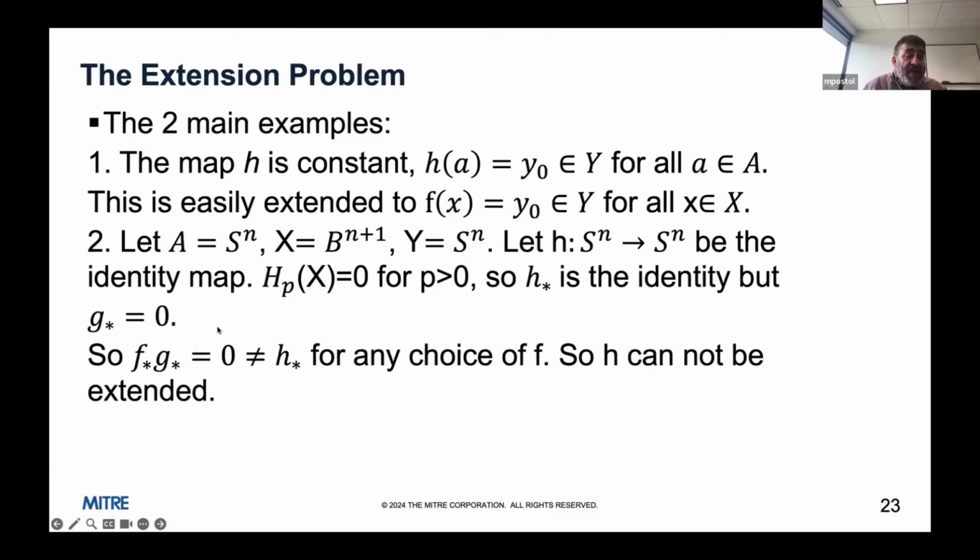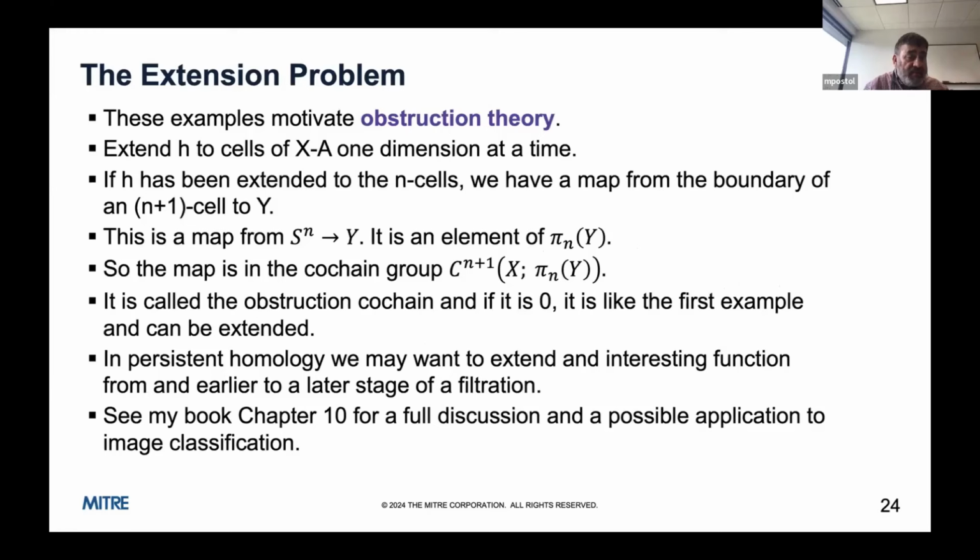But G star has to be 0, because when you're going from the homology of A to the homology of X, which is always 0, that means G is going to be 0. And that means F star G star also has to be 0, and that can't be H star, which is the identity. So we can't extend H. Okay, so those are the two prime examples. Something you can extend is a constant. Something you can't extend would be like the identity on the boundary circle, which you can't extend to the inside. That's the prototype for anything else we would look at.